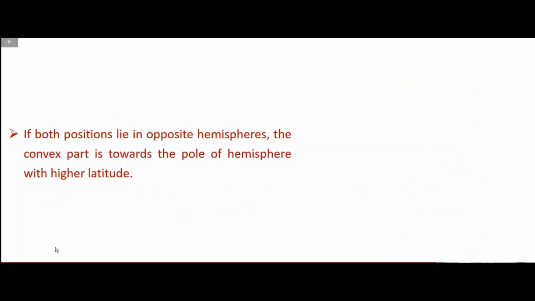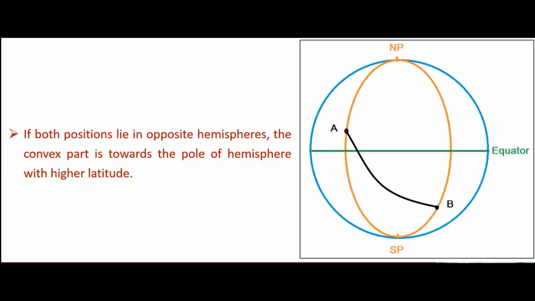Both positions lie in the opposite hemispheres. That means the departure and arrival positions do not lie in the same hemisphere. Then the track shall curve and present its convex part towards the pole of the hemisphere in which the position has the higher latitude. Whichever of the two has the higher latitude, that particular pole would be the pole towards which the convex part of the curved track shall be presented.